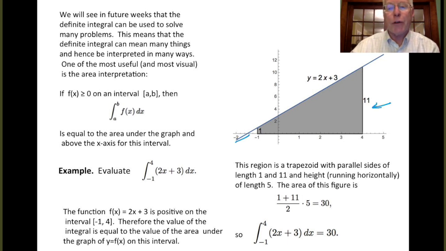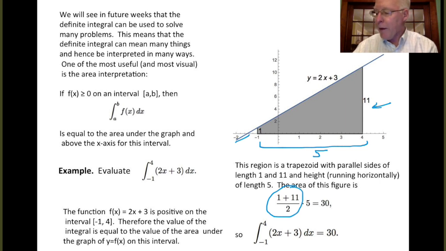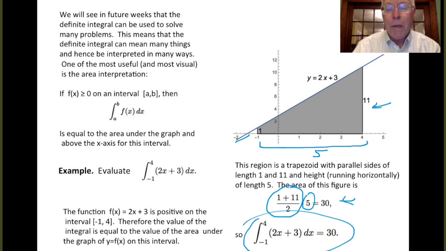Remember, a trapezoid is just a quadrilateral with two parallel sides. The height of this trapezoid is 5. The height is lying horizontally here, but it's the perpendicular distance between the two vertical sides. So the area of a trapezoid is found by taking the average of the lengths of those two parallel sides, in this case 1 plus 11 over 2, and multiplying by the height, and that calculation gives 30. And so we have now actually evaluated this integral. The integral from -1 to 4, 2x plus 3 dx is equal to 30.